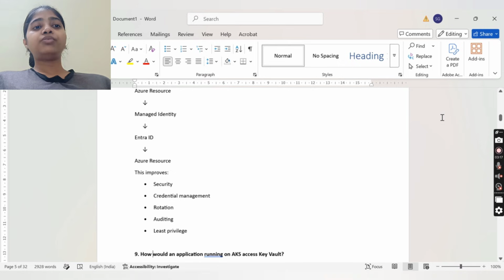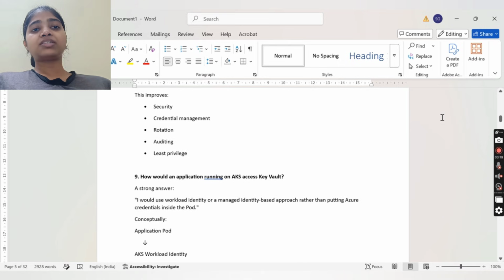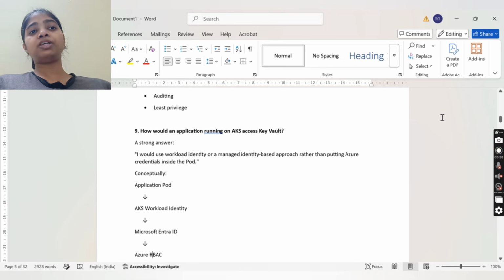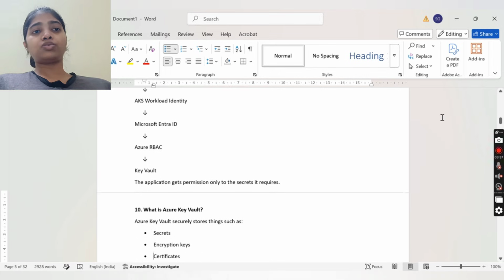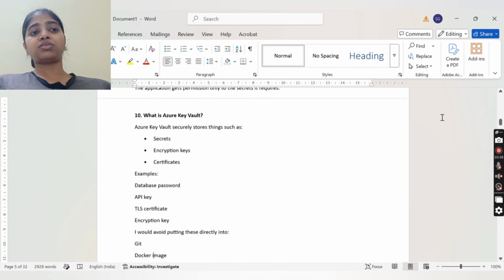So how would an application running on AKS access Key Vault? The best answer is to use the managed identity based approach rather than putting Azure credentials inside the pod. So this will be the flow. What is Azure Key Vault? It stores secrets, certificates, and encryption keys.